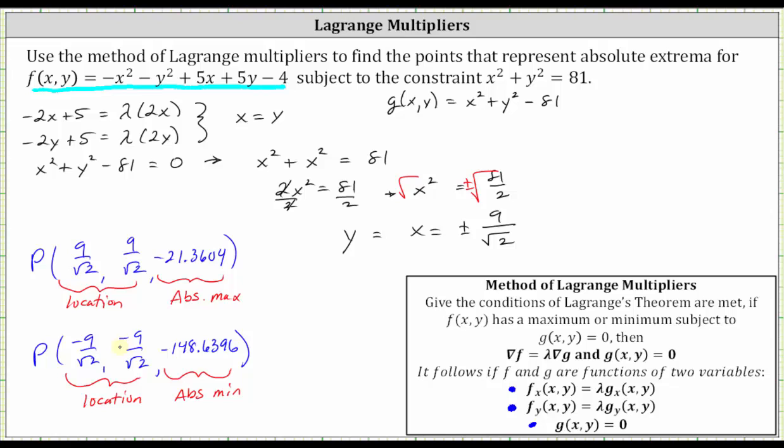So it just depends on the question. You may be asked to give the ordered triples. You may be asked to give the absolute max and min and their locations.